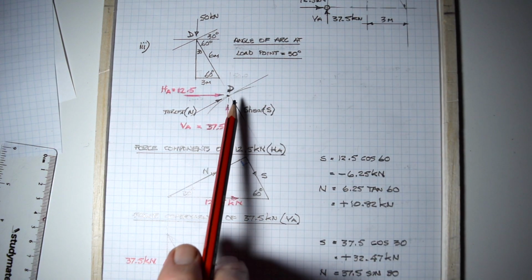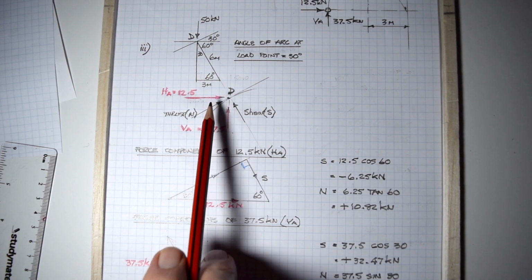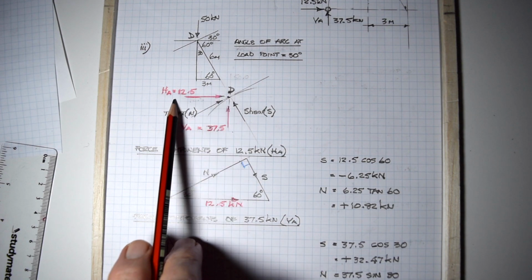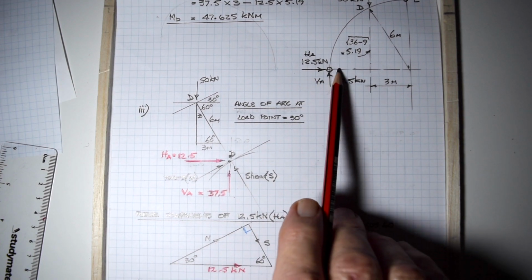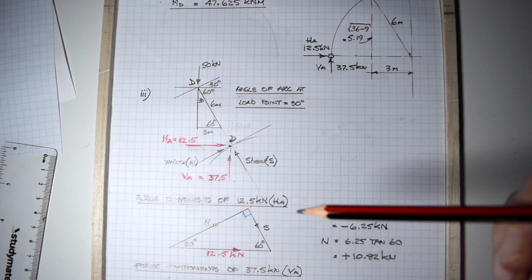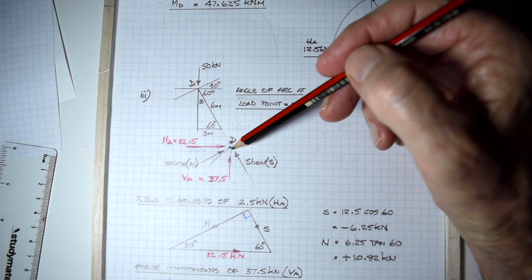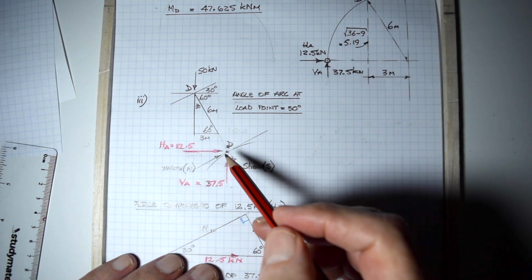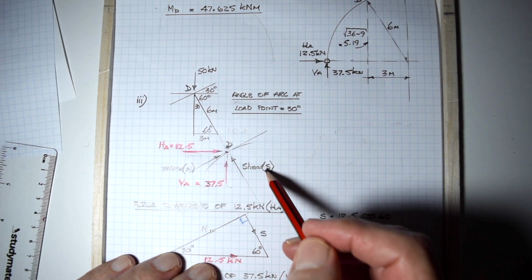And what do we have at that particular point? This is the point D where the load is. We have a horizontal thrust HA of 12.5 kilonewtons, previously worked out, but shown over here again. We have a vertical force of 37.5 kilonewtons. What we wanted to compute is the shear across the arch there, which we'll call S, and the direct thrust, which is N. Those are the two things we're looking for.